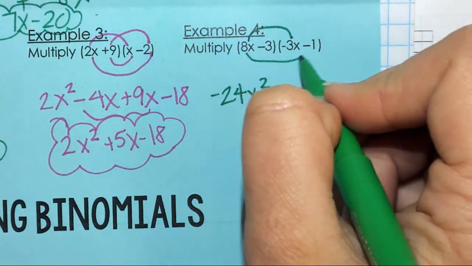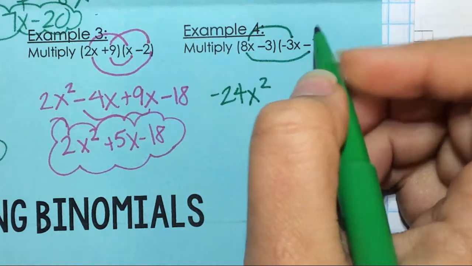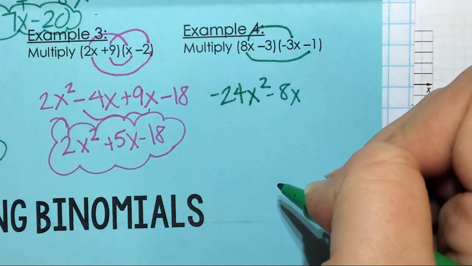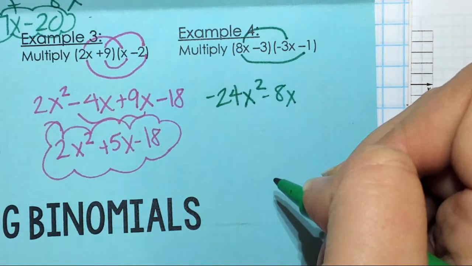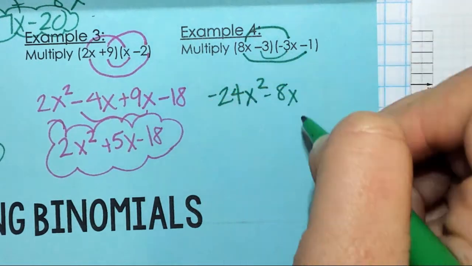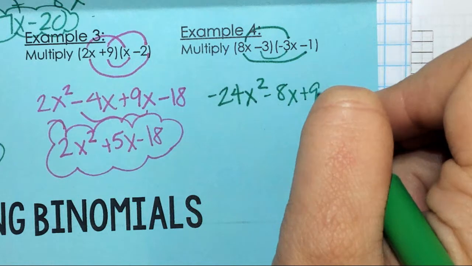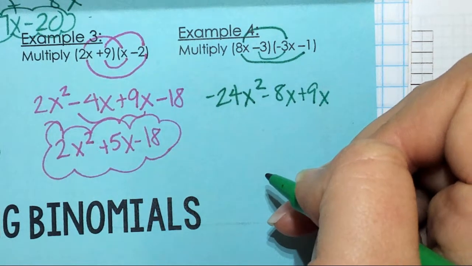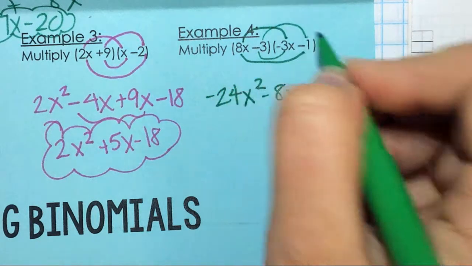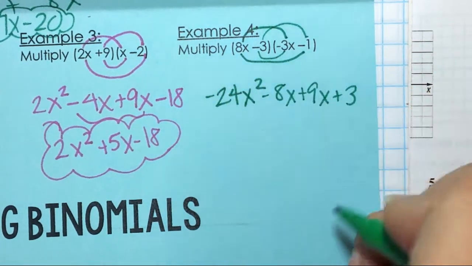Alright, then we do 8x times negative 1. We do the outside, the outer 2, and that gives us negative 8x. Agree or disagree so far? Then we do negative 3 times negative 3x, and that gives us positive 9x. And then negative 3 times negative 1 is positive 3.